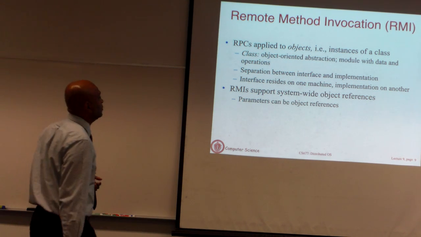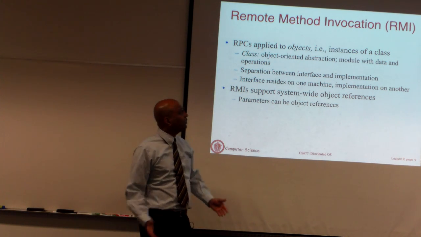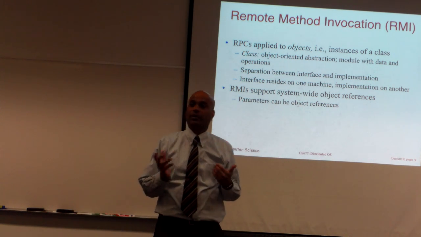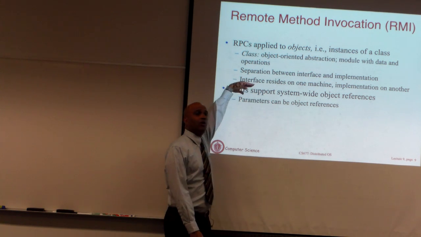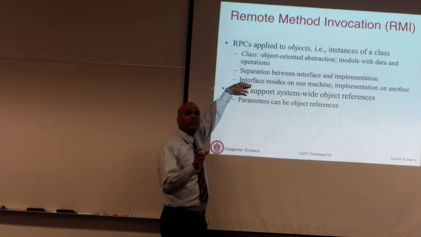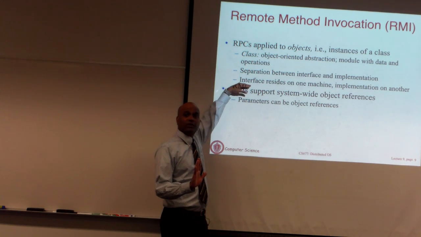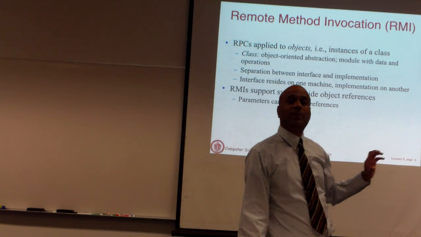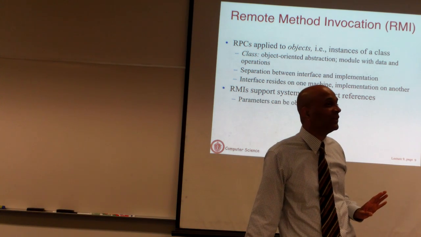So you'll have the same kind of concept. There will be classes that essentially have code for the objects, because they're object-oriented abstractions. You will have the same separation of interface from implementation. The interface will reside on the calling machine. The calling machine will know that this object has these kinds of methods. That's the interface for that object, so you can call those methods. The implementation of those methods will be on a different machine, where the object actually resides.